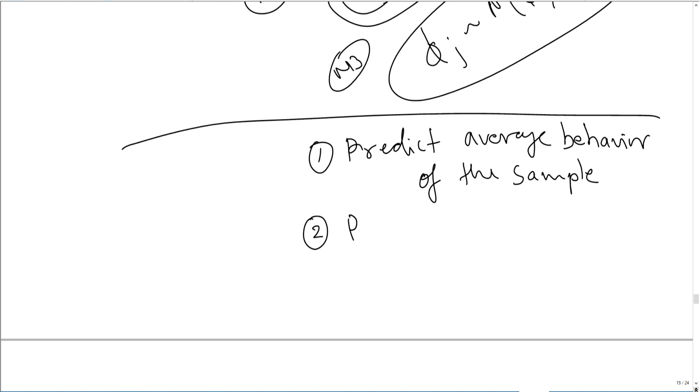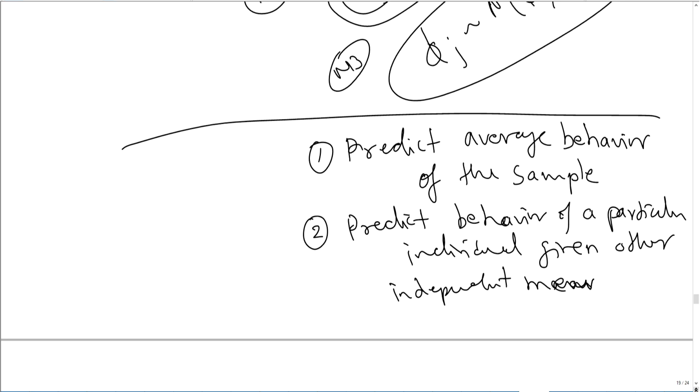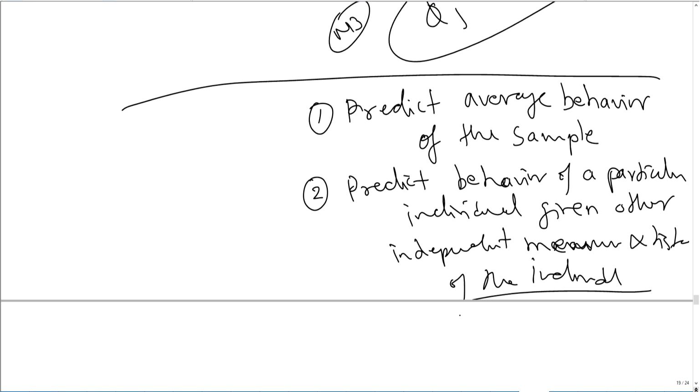Second kind of prediction could be this: predict the behavior of a particular individual given other independent measures and history of the individual. So, if you get other independent measures like working memory, processing speed from the individual, and you use these measures to predict that individual's performance on the task. So, a particular individual's behavior.